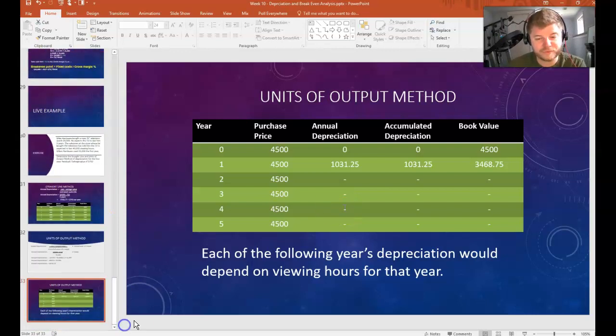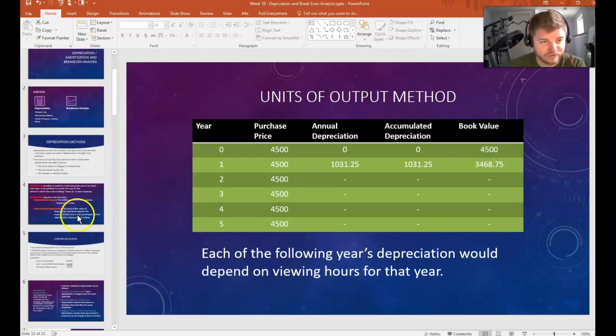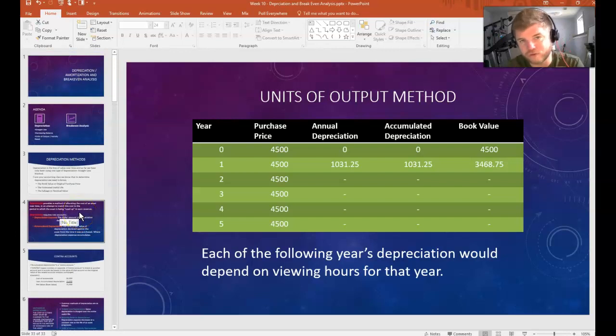Okay, so that is in a nutshell what we're looking to do here: break-even analysis as well as depreciation methods. Depreciation should be a slam dunk for you. It's a fairly simple concept, and as long as you have the numbers and the formulas, I don't imagine you having a difficult time with this.